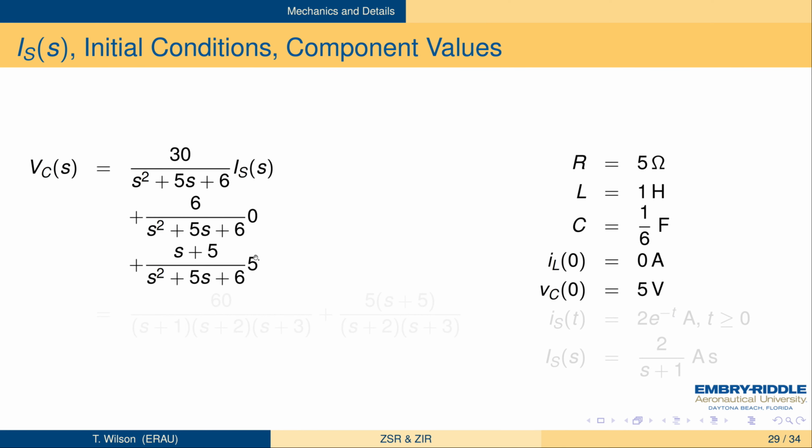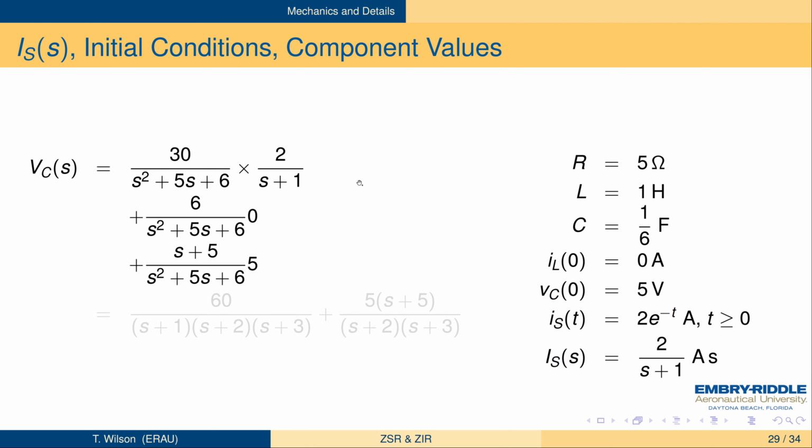The middle term is going to drop out. And now we take the Laplace transform of the input, which was 2 e to the minus t amps. So that's 2 over S plus 1 amp seconds. And we plug that in for the input term. And we can put everything into factored form for the bottom equation here, still keeping the zero state response separate from the zero input response.